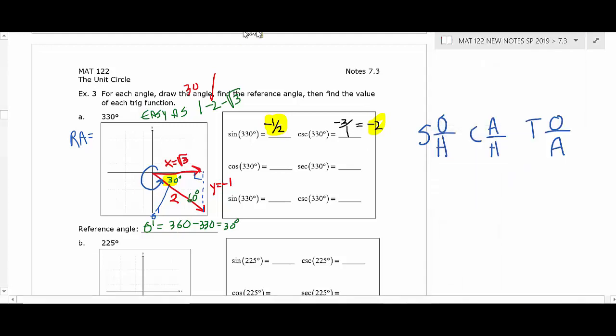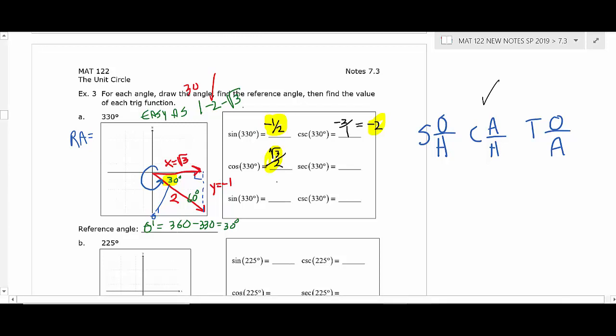Okay, now we'll do the cosine. So the cosine is adjacent over hypotenuse. All right, so what we're going to have is adjacent is square root of 3, hypotenuse is 2. So that will be adjacent over hypotenuse. So that's square root of 3 over 2.